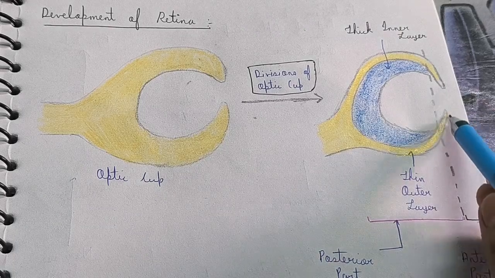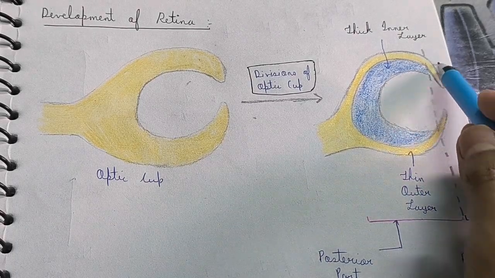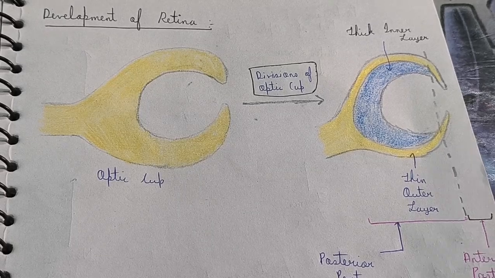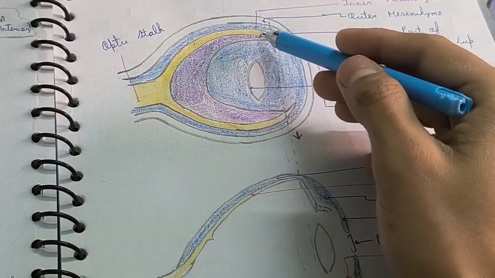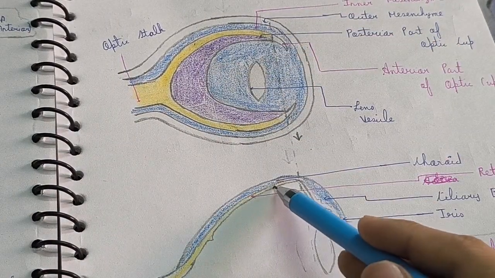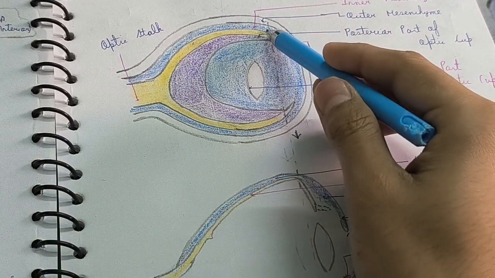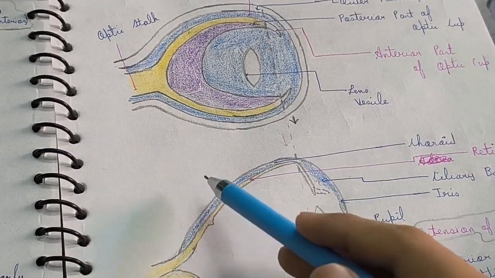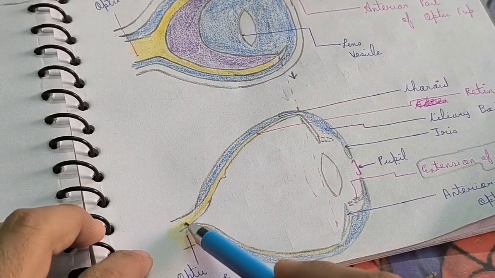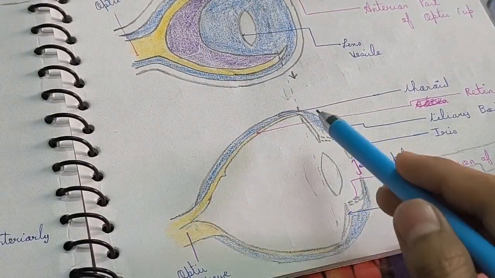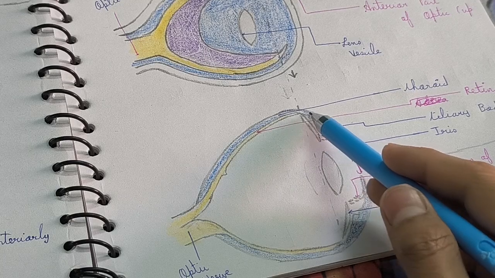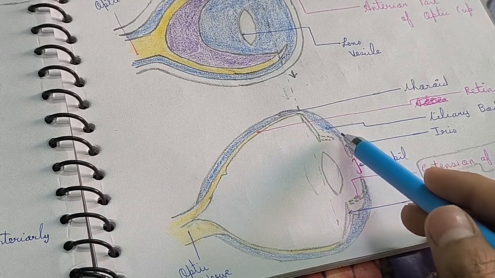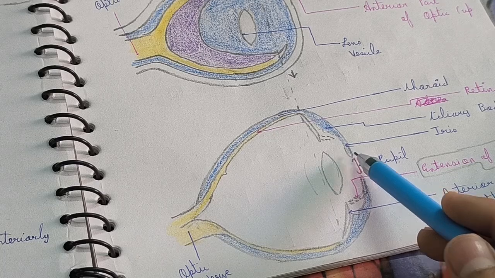Now this anterior part also leads to the development of the iris. I am going to show you. As you can see here, the posterior part of the optic cup develops into the retina, and the inner mesenchyme develops into the choroid, and this choroid is continuous with the optic nerve posteriorly. The anterior extension of this choroid leads to the formation of the ciliary body, and further extension also leads to the iris.